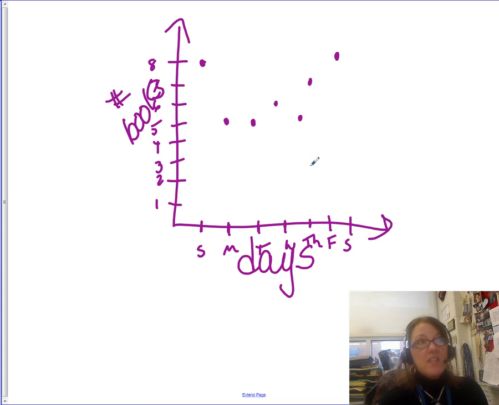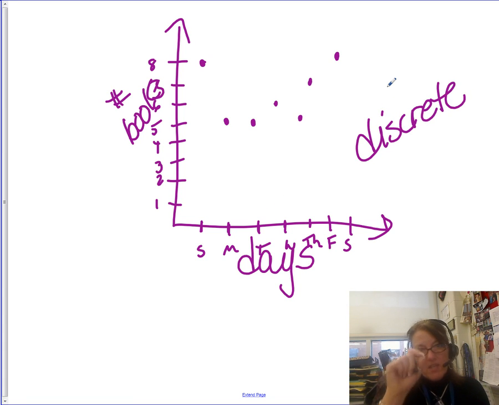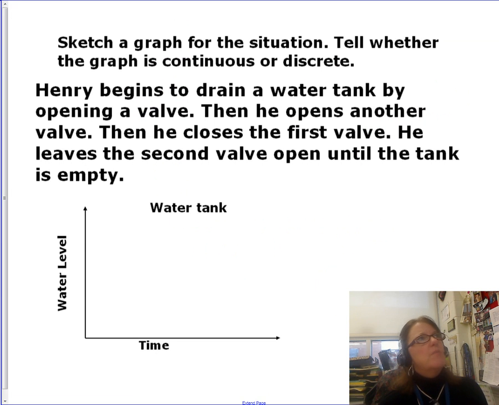Okay. This one, it's countable objects, countable books. This makes more sense to draw a discrete graph with dots because it's a countable thing. All right. It's starting to sink in a little bit more.